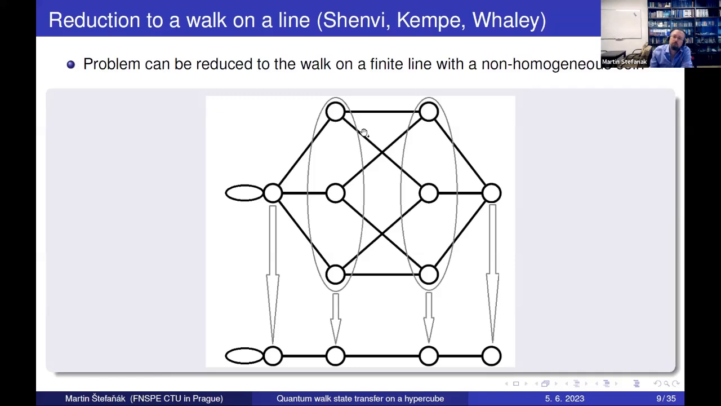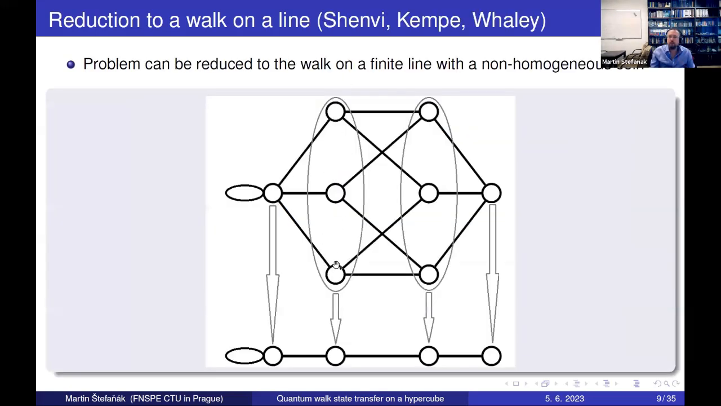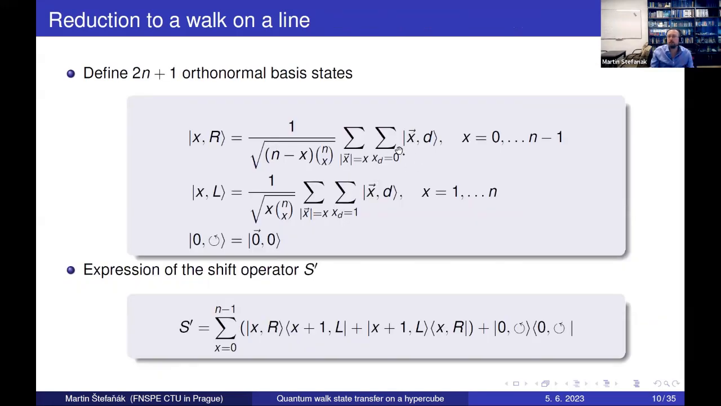I guess this is more of a graphical representation. The real reduction is that you have to combine the quantum states to define these basis states for the quantum walk on a line. That's the more proper way to look at this: you group states corresponding to being on a vertex at a given distance from the sender. So here the Hamming weight of this x is this small x.